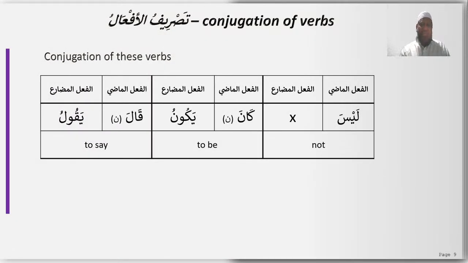Now, these are the أفعال we were talking about, the verbs, because these 3 verbs come in the Quran a lot. So we are learning the conjugation of these أفعال. Number 1 was ليس. ليس, فعل ماضي is ليس, and ليس does not have a فعل مضارع. Next one is فعل كان. It has a مضارع, يكون.